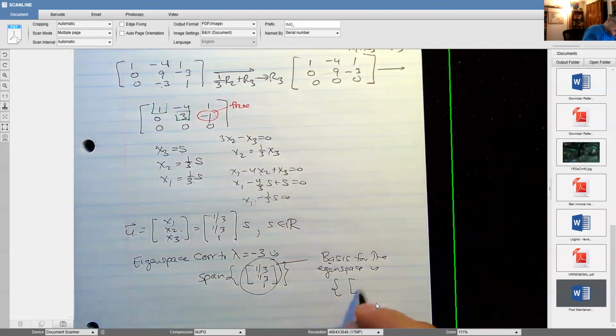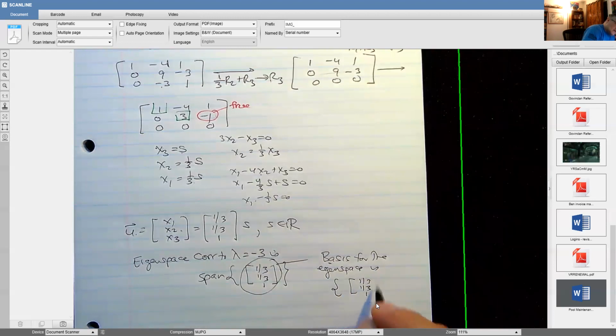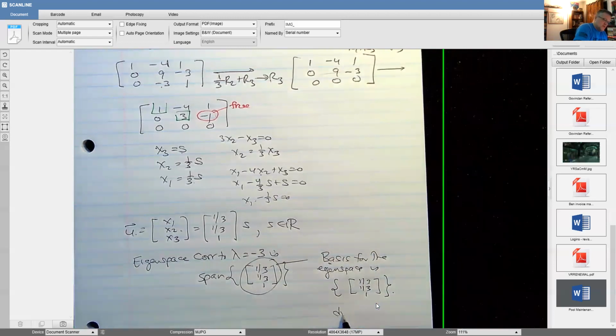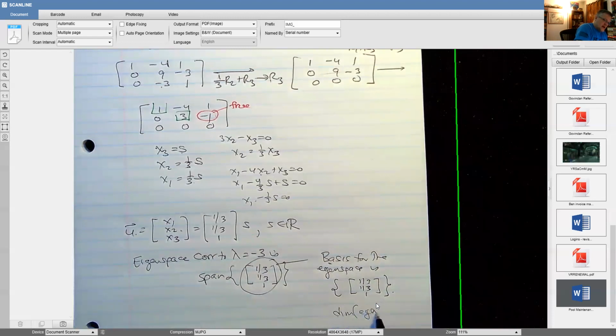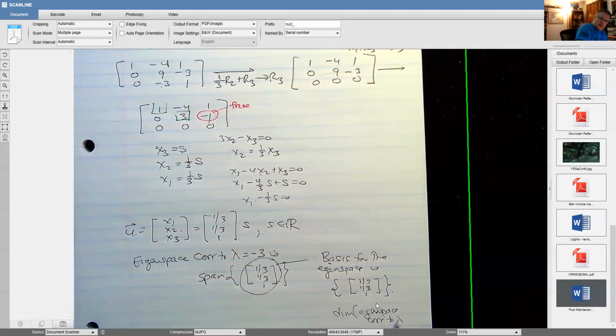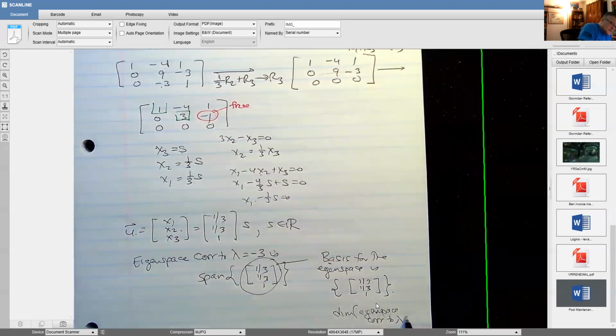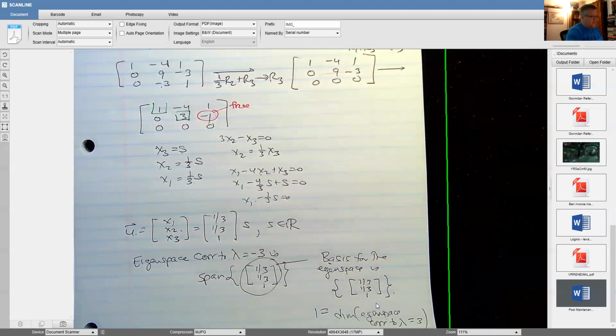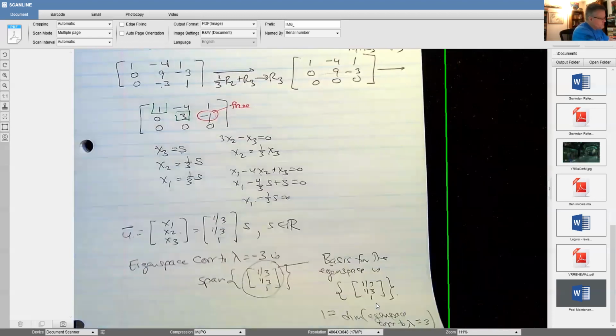So it's just the single vector. All right, and that has a dimension of 1. So the dimension of the eigenspace corresponding to lambda equals -3 is 1. Remember, it's the number of vectors in the basis.